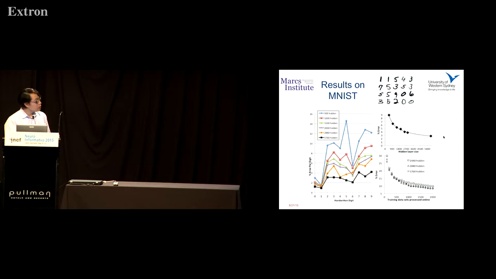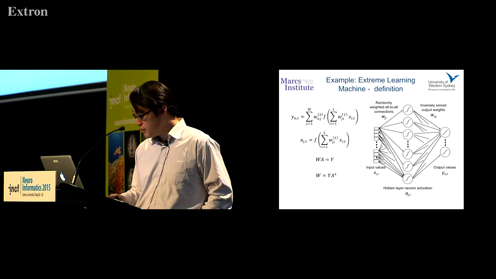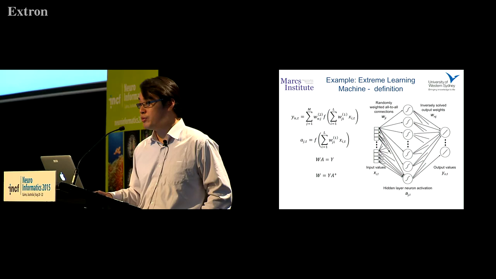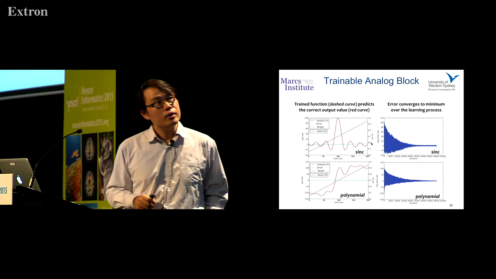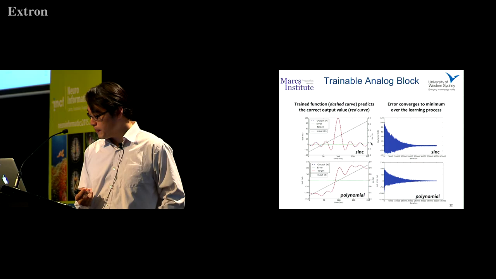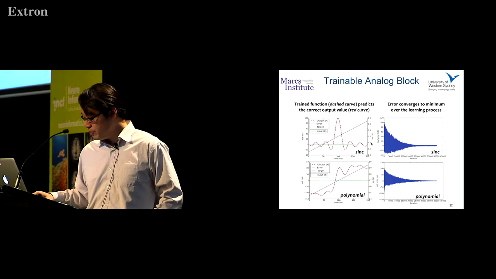OK, this is one way we use the stochastic electronics. As you see, in this random projection, in the hardware, we use the difference between analog circuits, the device mismatch and the process variation that will make the transistors behave differently. And then we use that to project the input value into the hidden layer.